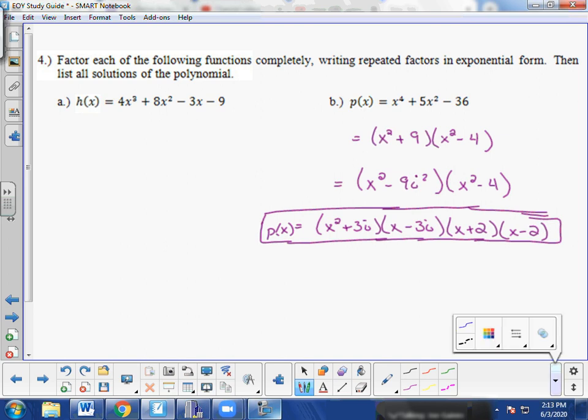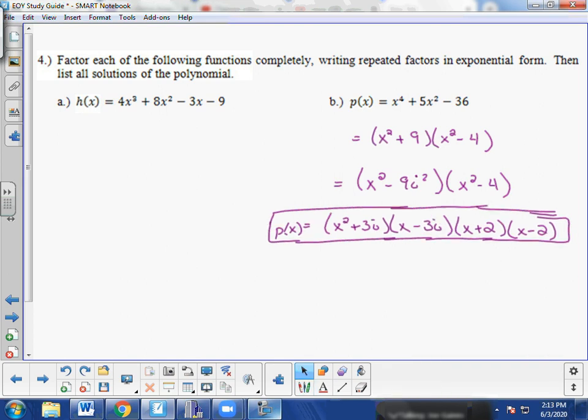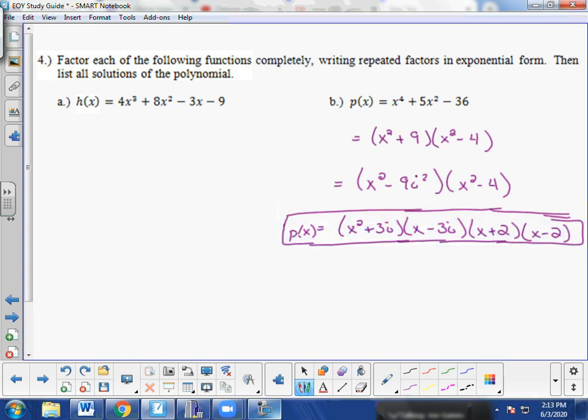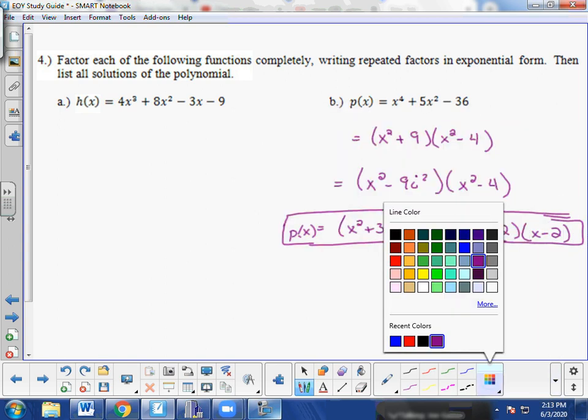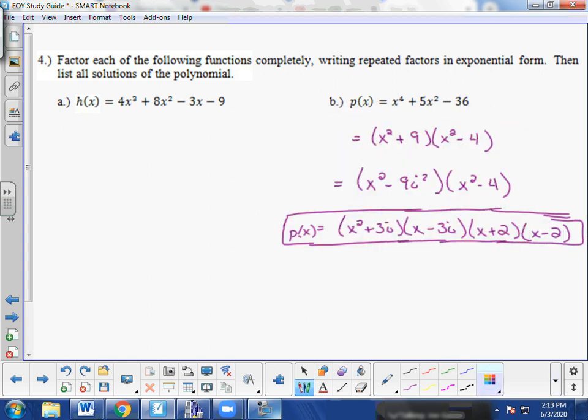Now A is a similar problem. The concept or the goal is the same here, but the process is going to be a little bit different. What we may look at in A is trying to group this. And that's probably where most people would go. But if I did the process of grouping and pull out a 4x squared, that would give me x plus 2 in parentheses, and then pull out a negative 3, that would give me x plus 3 in parentheses. And so this one doesn't work with grouping. You could try to rearrange the terms, and you're going to find out that it's still not going to work.